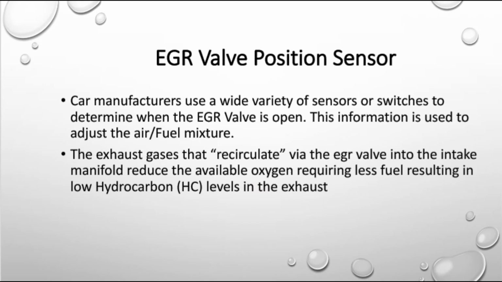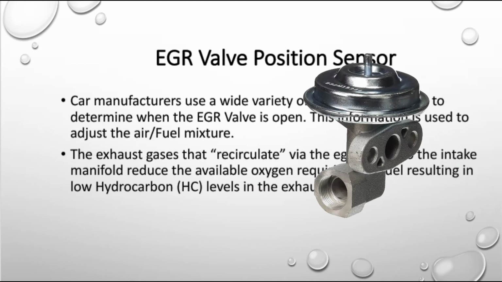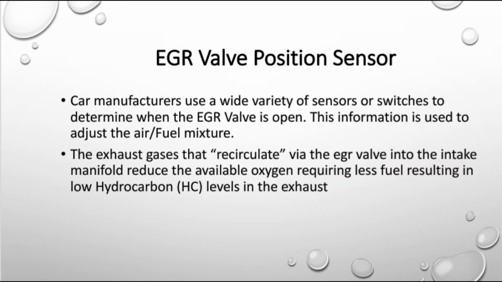EGR valve position sensor. Car manufacturers use a wide variety of sensors or switches to determine when the EGR valve is open. This information is used to adjust the air-fuel mixture. The exhaust gases that recirculate via the EGR valve into the intake manifold reduce the available oxygen, requiring less fuel, resulting in low hydrocarbon levels in the exhaust.